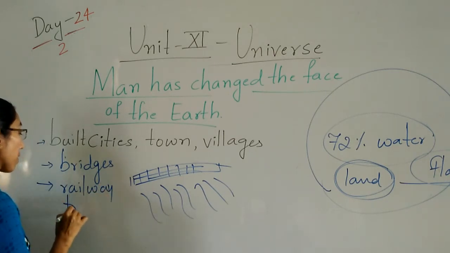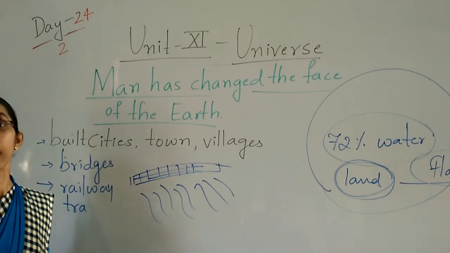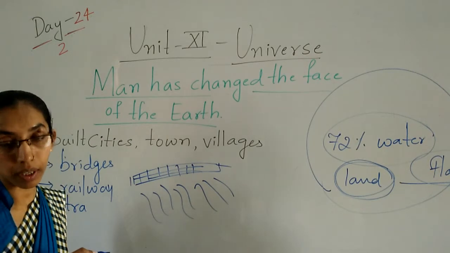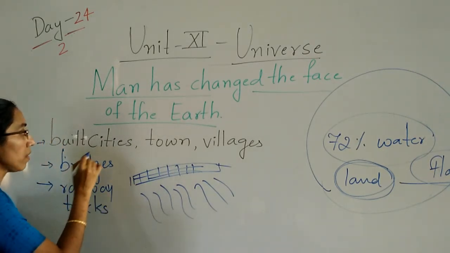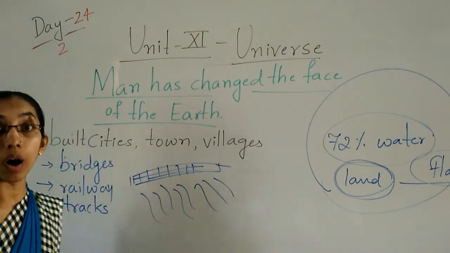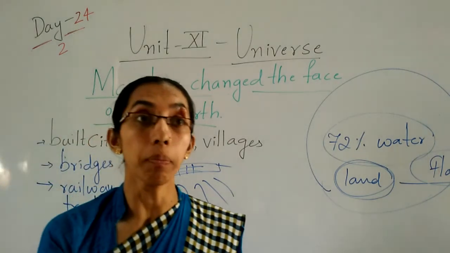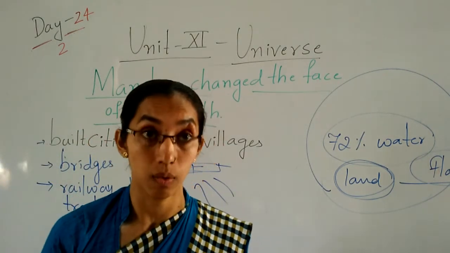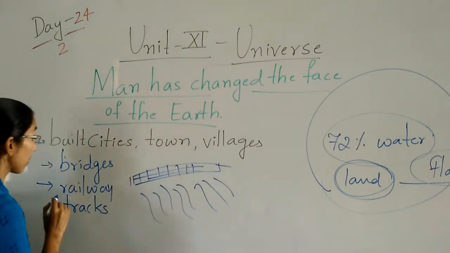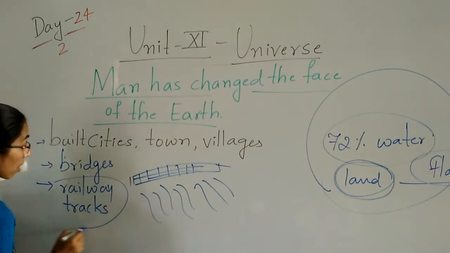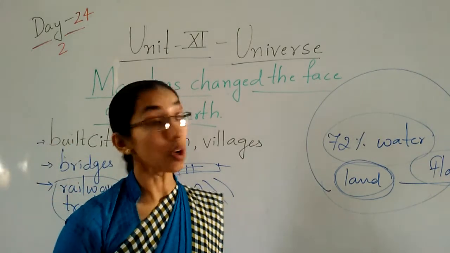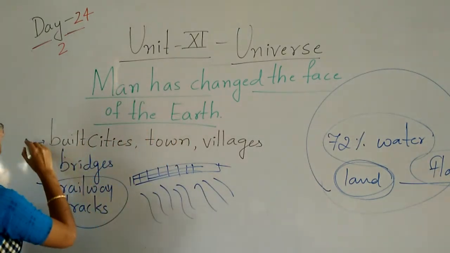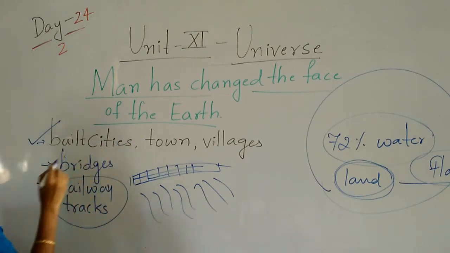Why the railway tracks, children? Tell me. Yes, to go from one city to another city, or to move from one place to another place. The man constructed the railway track. Clear, children?